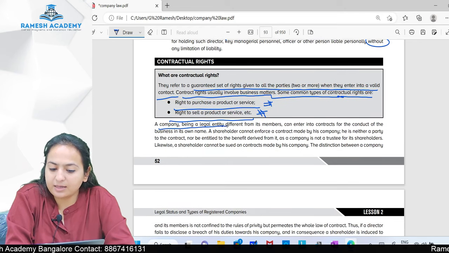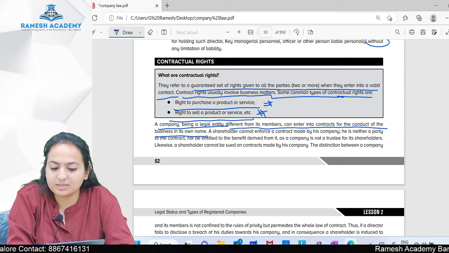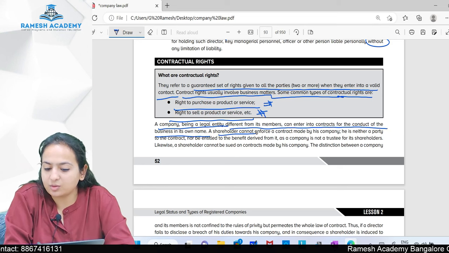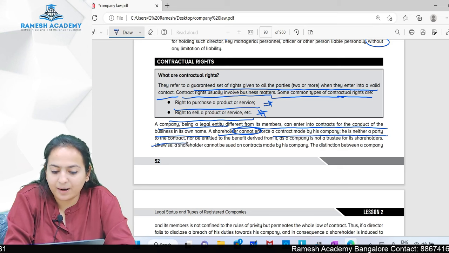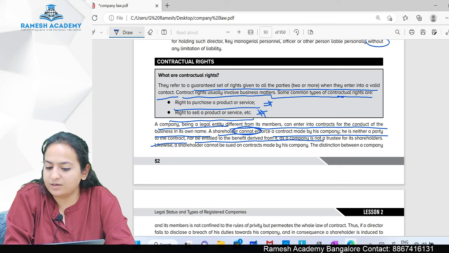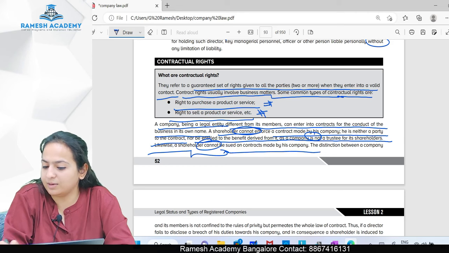A company, being a legal entity different from its members, can enter into contracts for the conduct of the business in its own name. A shareholder cannot enforce a contract made by his company. He is neither a party to the contract nor entitled to the benefit derived from it. A company is not a trustee for its members. Likewise, a shareholder cannot be sued on the contract made by his company.